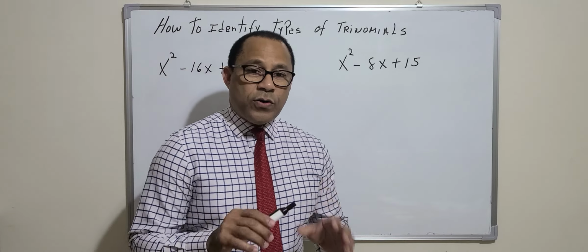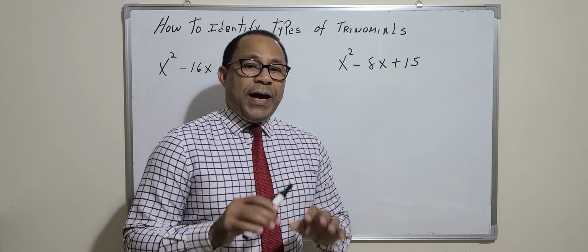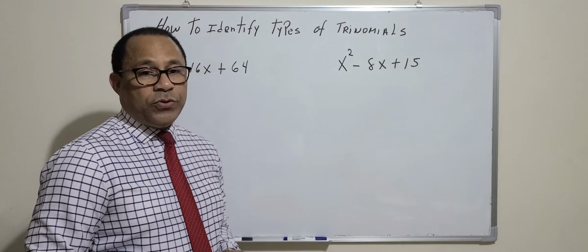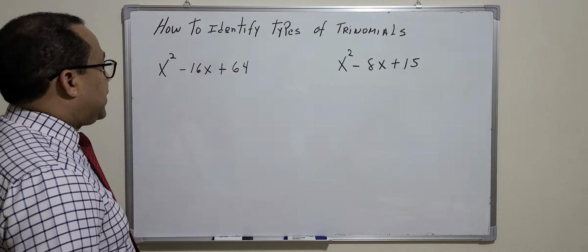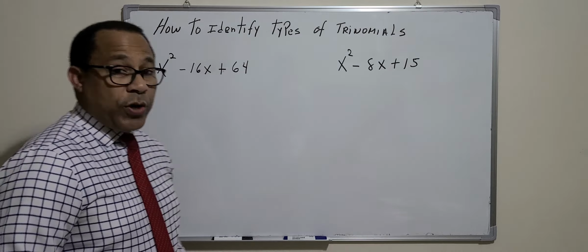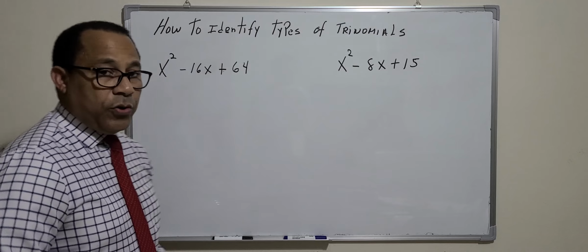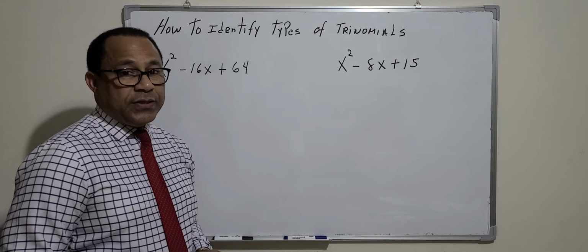Today we are going to focus on identifying types of trinomials. We need to first identify what type of trinomial it is in order to factor it. If you do not know what kind of trinomial it is, you will not be able to factor it. Therefore, we have this trinomial, three terms: 1, 2, and 3. First, we need to know what kind of trinomial it is.